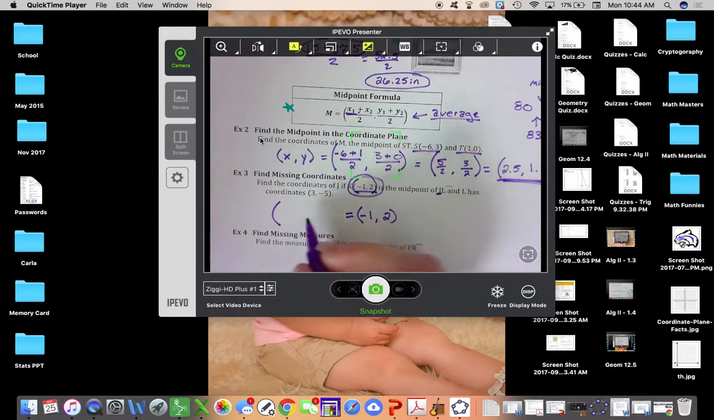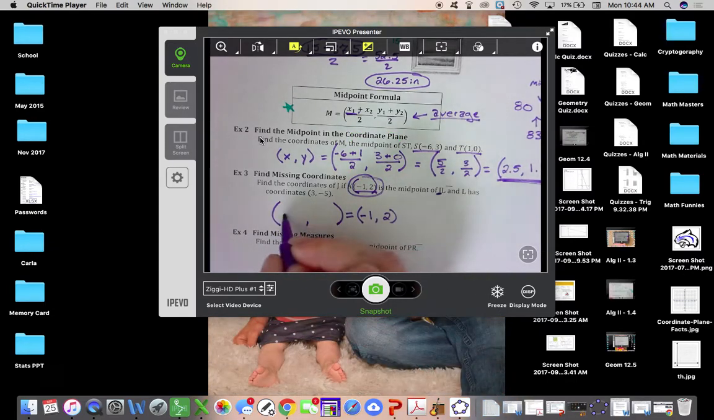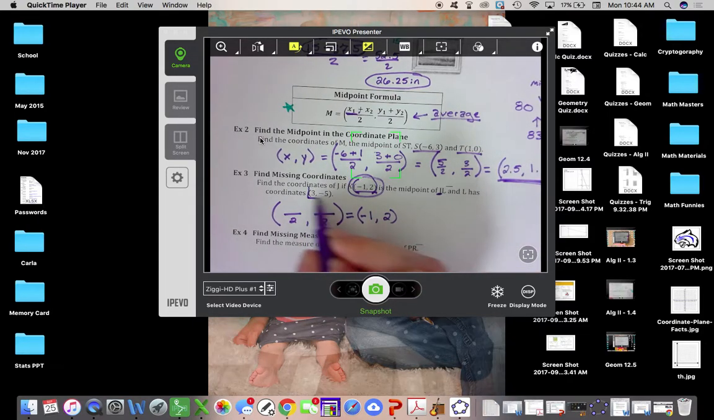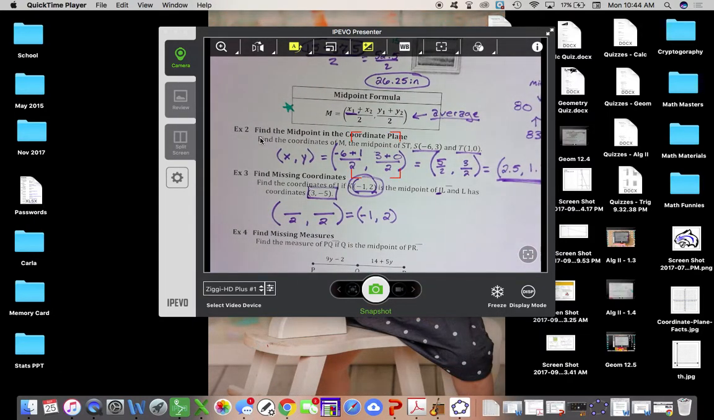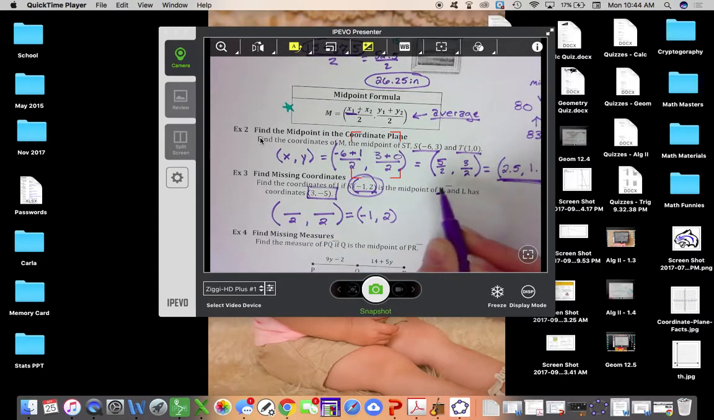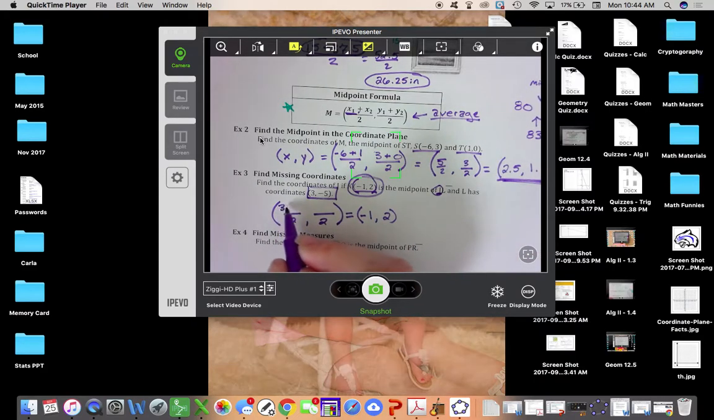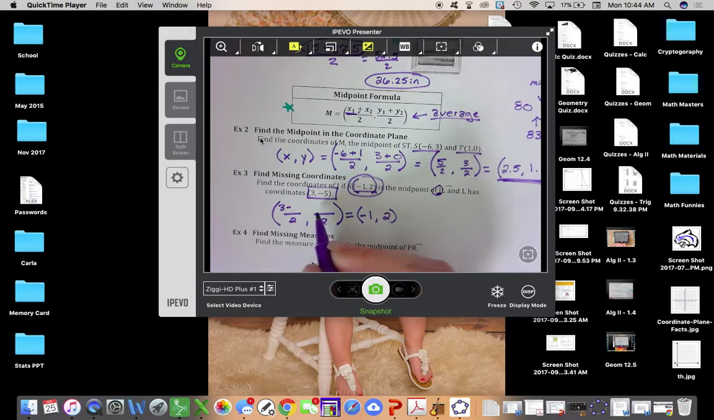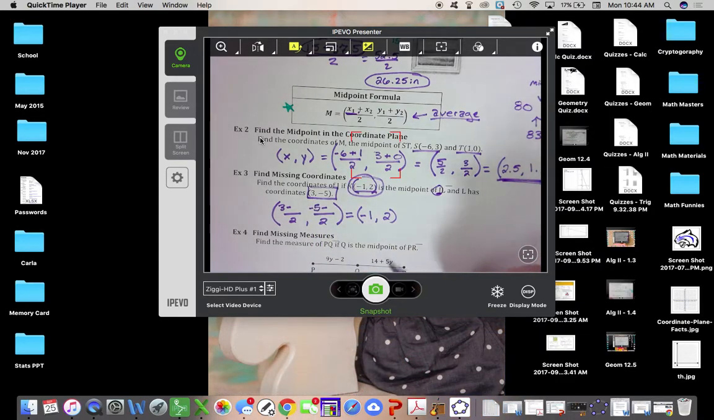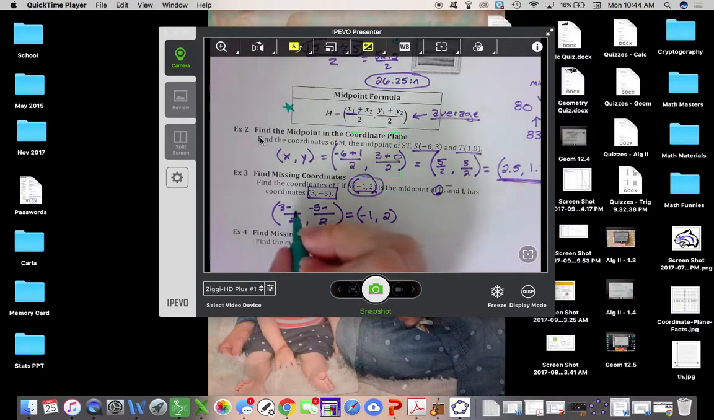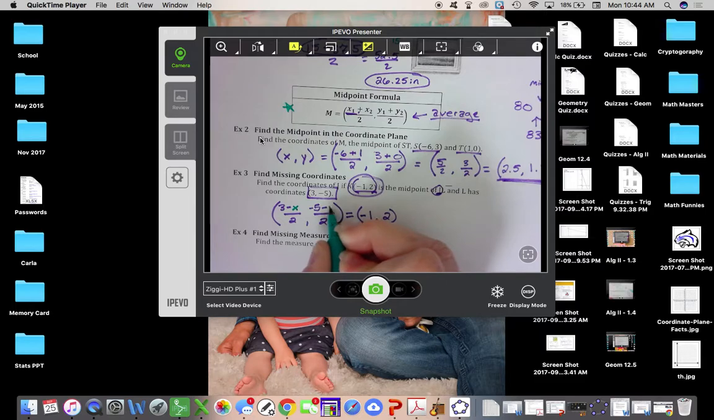I'm going to set this up like this. We're going to divide both of them by 2. They give me only one of the points here, 3 and -5. If they gave me the coordinates for J, I would take 3 and subtract that coordinate, and take -5 and subtract that coordinate, dividing both of them by 2 to get -1, 2. Here we don't know what they are, so I'm just going to call them x and y.